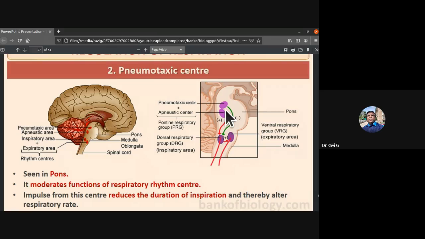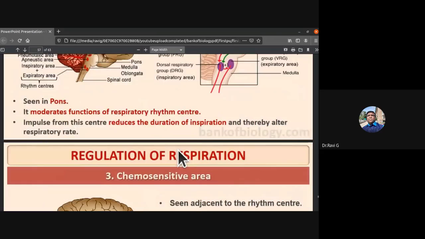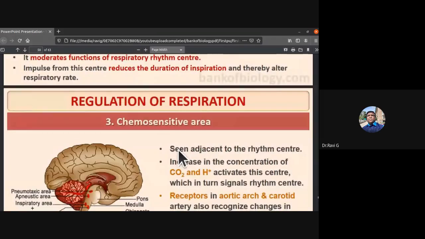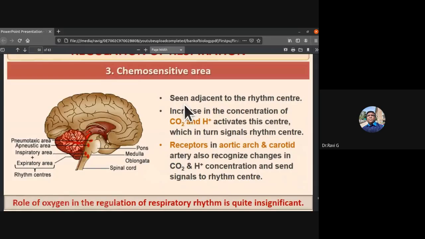Whenever the rhythm center receives an impulse from the pneumotaxic center, it reduces the duration of inspiration and thereby alters the respiratory rate. The respiratory rate is 12 to 16 respiratory cycles per minute. That is the respiratory rate that would be changed.